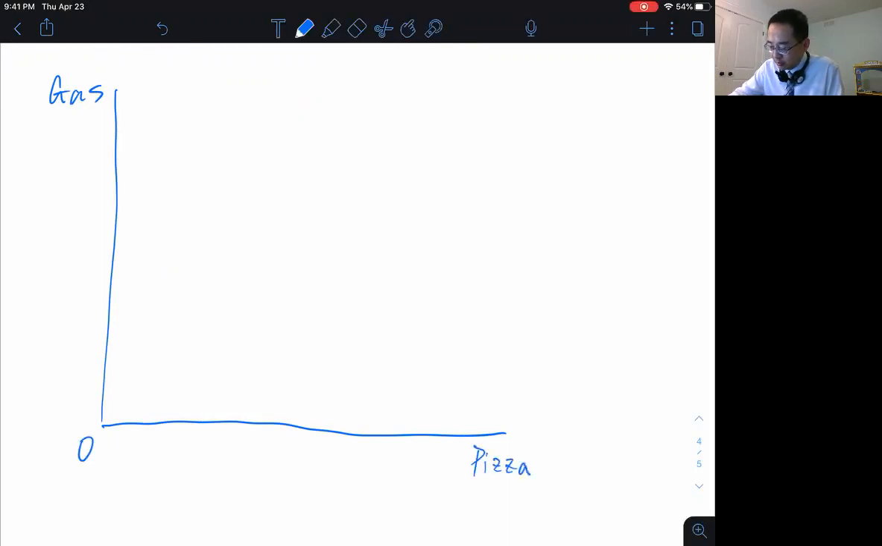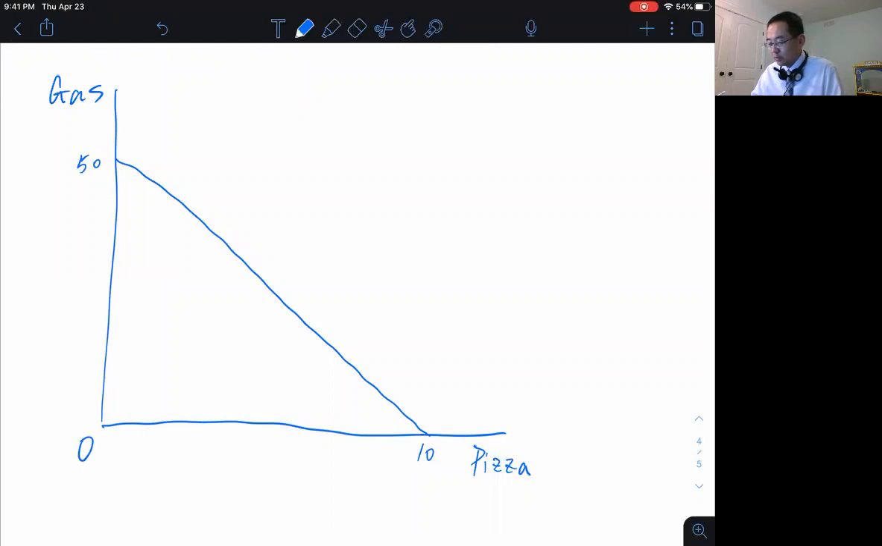Last time we said, okay, this is your budget constraint, right? It's a straight line, where last time we said at $2 per gallon, your $100 a week income can get you 50 gallons of gas, or it can get you 10 pizzas, because pizzas are 10 bucks each, and you're making $100 a week, so you can get 10.